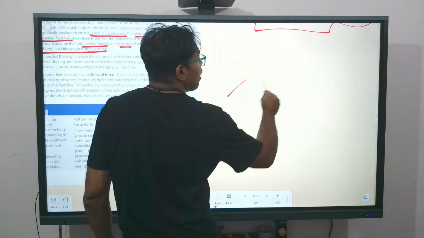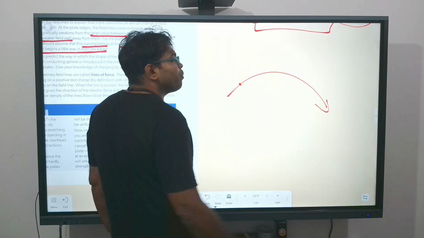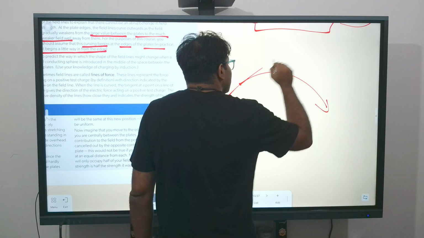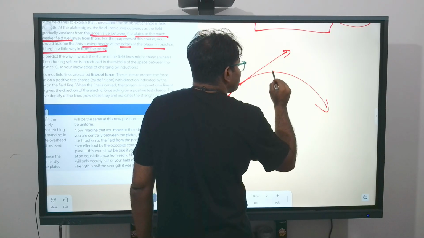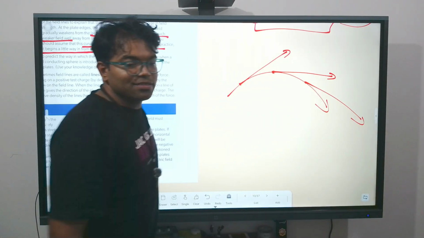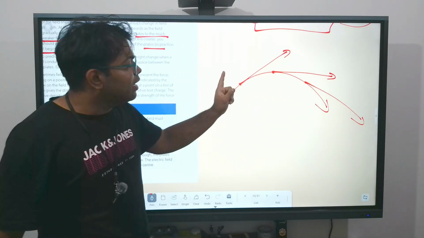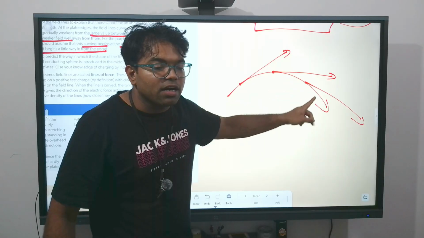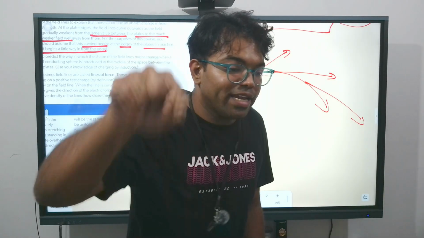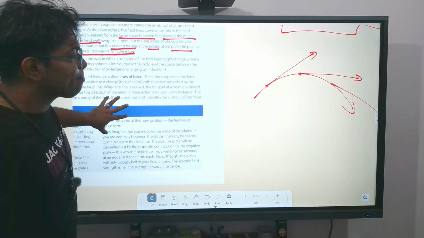What does it mean? If you have an electric field line like this, at this particular point, if you want to understand what the direction of the field at this point is going to be, it will be a tangent like this. At this point, it will be a tangent like this. At this point, it will be a tangent like this. So if you have a curved field line, at any point on that curve, if you draw a tangent, you will get the direction of the electric field at that point. Clear? Any doubts?